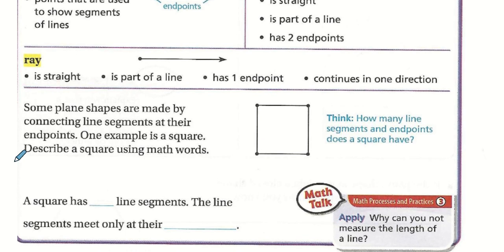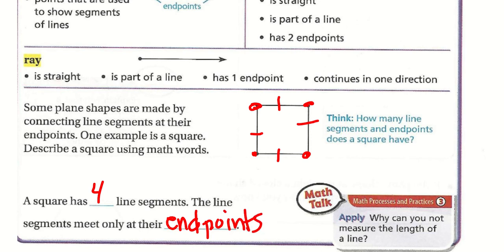Okay, so if we look at this, it says a square has blank line segments. Okay, when you're counting line segments, sometimes the shapes will have a lot of line segments, or they might be drawn kind of funky, so it's kind of easy if you just count 1, 2, 3, 4. So it has 4 line segments. Okay, the line segments meet only at their, they meet right here, and those we said are called endpoints. That's where they all meet. Okay, so that's the word that they're looking for, right? Endpoints on the line.